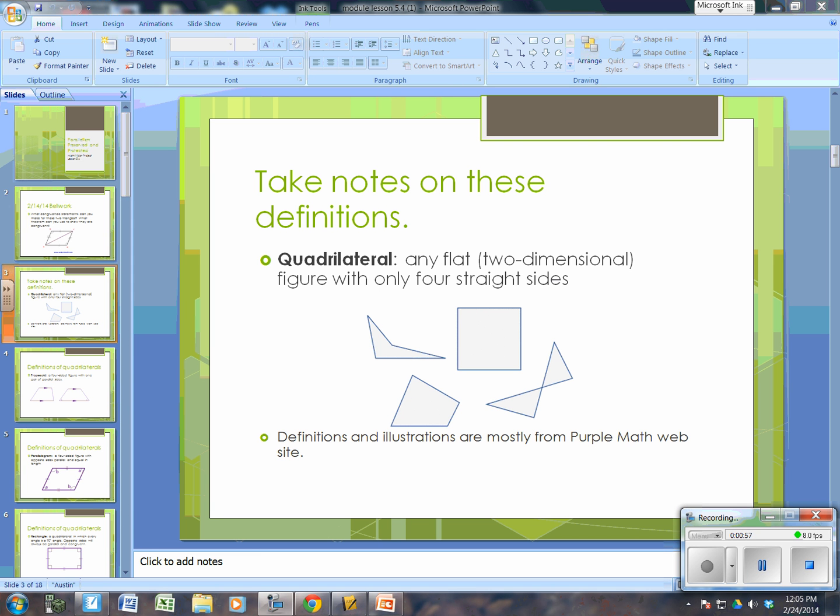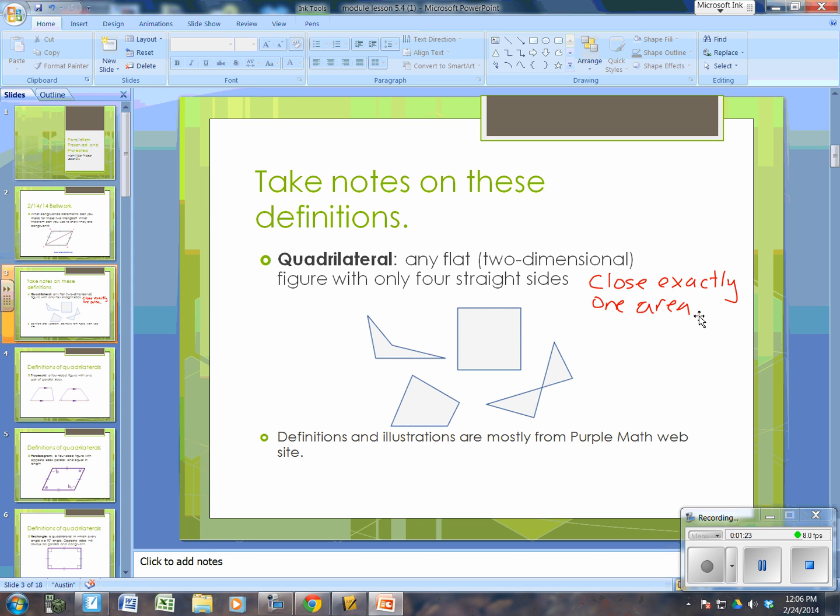The first definition of quadrilateral: any flat two-dimensional figure with only 4 straight sides. I'm going to add to that that it has to be closed. It has to enclose exactly one area. Closed means it's going to make an enclosure.